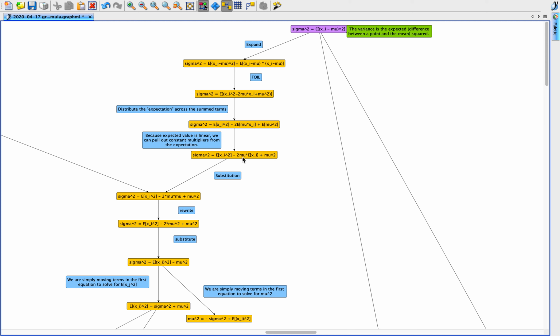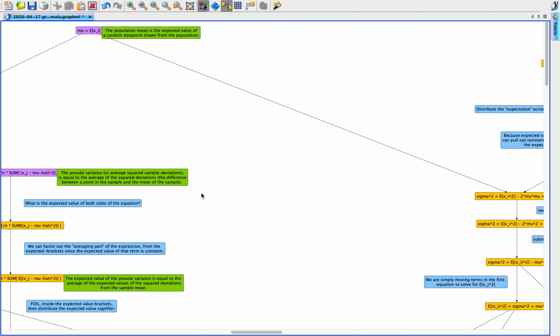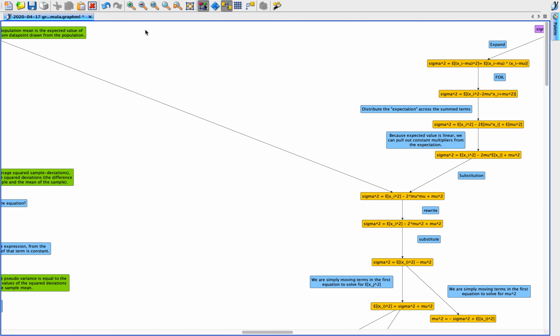Similarly, we can pull the mu out of this expectation, and so now we're left with sigma squared is equal to the expected value of xi squared minus 2 mu times the expected value of xi plus mu squared. And so now we're just going to substitute the value of mu back in. We're going to substitute mu for the expected value of xi.